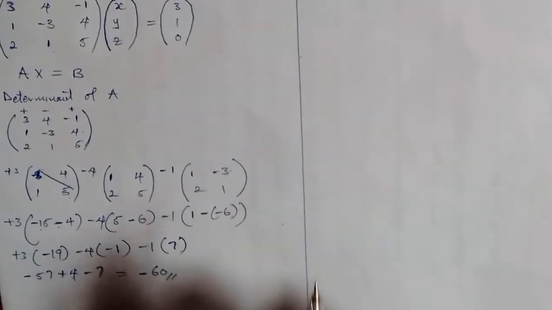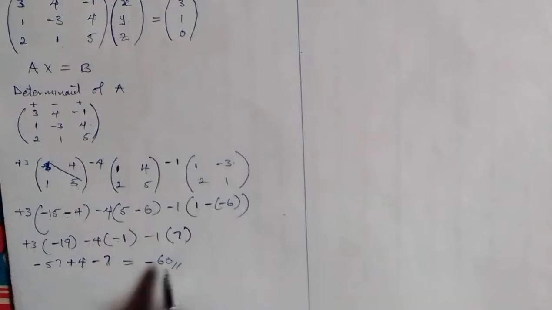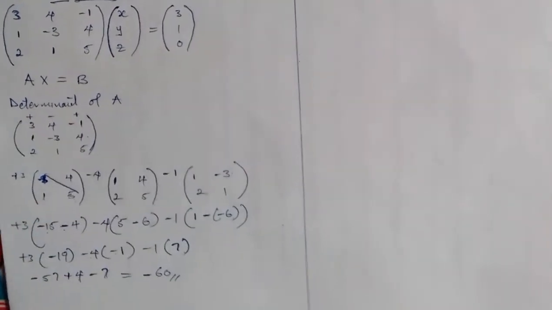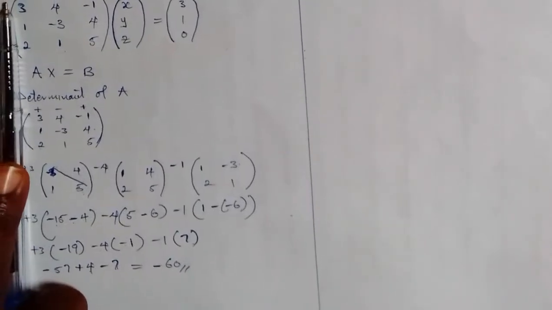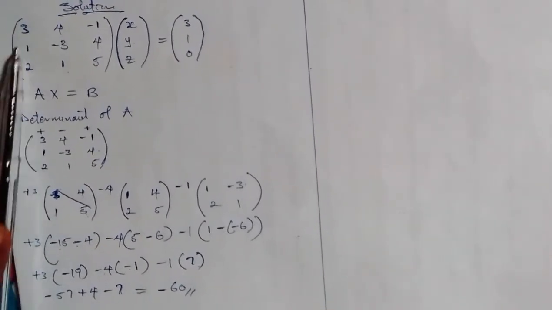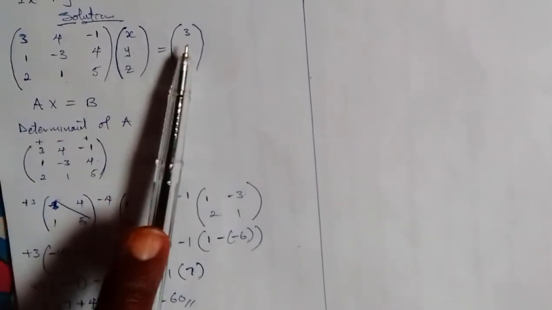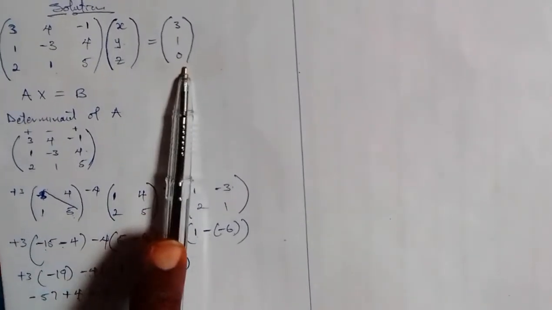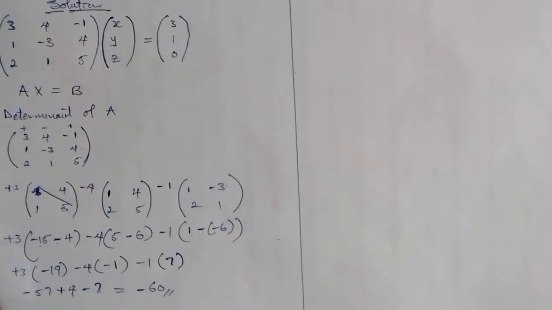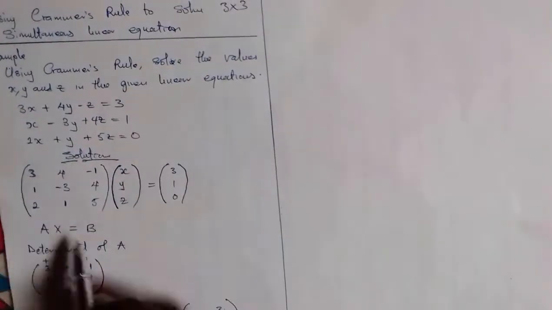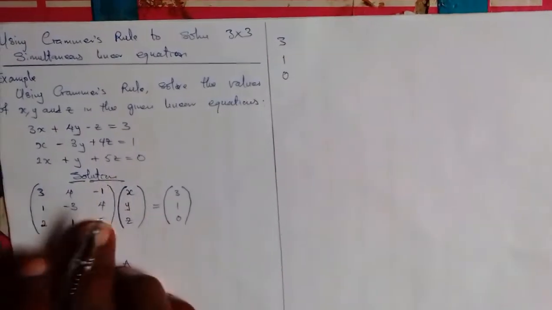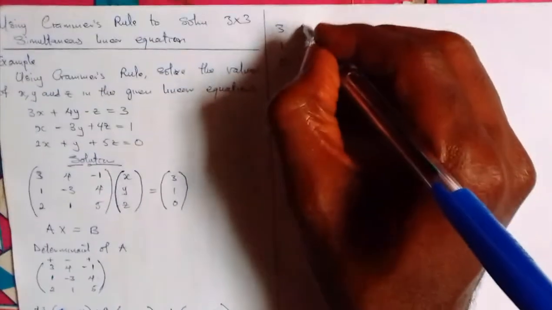So now, we've gotten our determinant for A. The next thing we need to do is we have to represent the first column, that is 3, 1, and 2 that we have here. We replace it by what we have here, which is 3, 1, 0. And then we look for the determinant of that, such that instead of writing 1, 3, 1, 2, you now write 3, 1, 0. Then you write the remaining values left here, right?